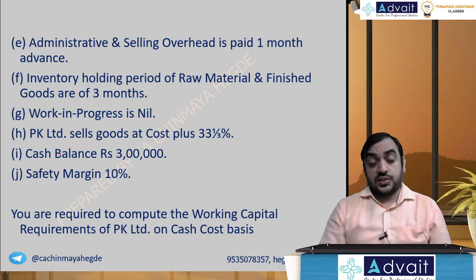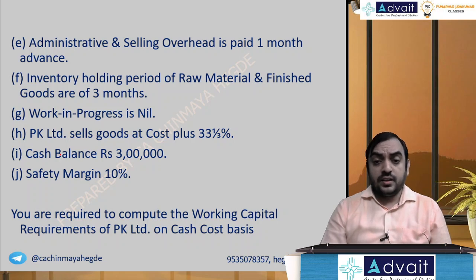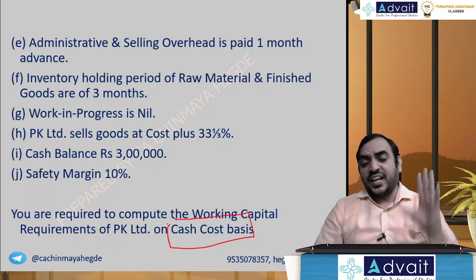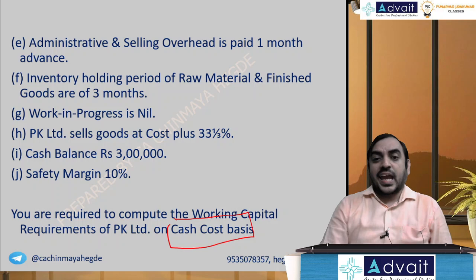Prepaid expense. Inventory holding period of raw material and finished goods are 3 months. Work in progress nil. PK Limited sells goods at cost plus 33 1/3%. Cash balance 3 lakh. Safety margin 10%. You're required to compute working capital requirement on cash cost basis. The question is very straightforward. Straight away, cash cost basis.